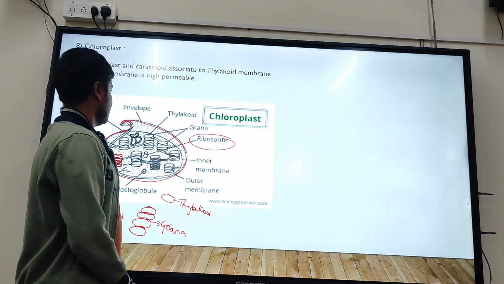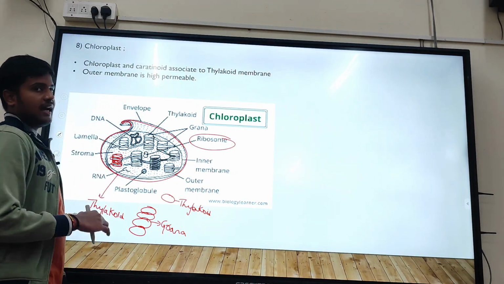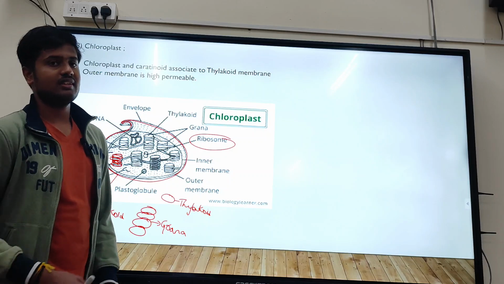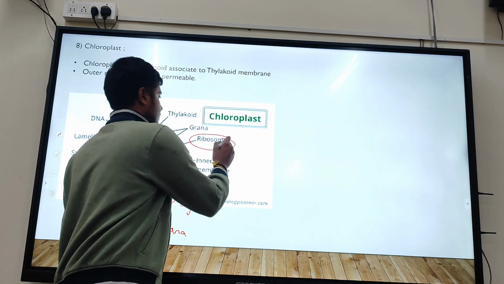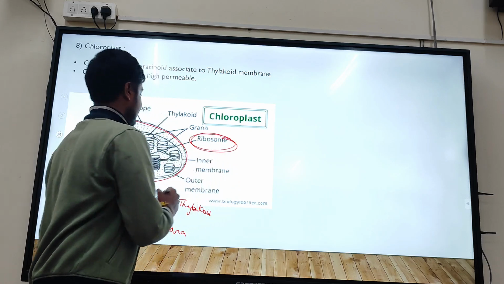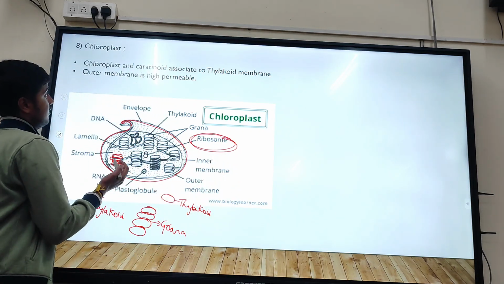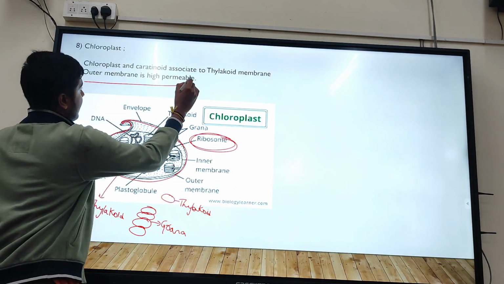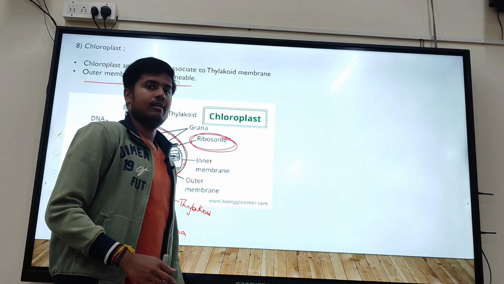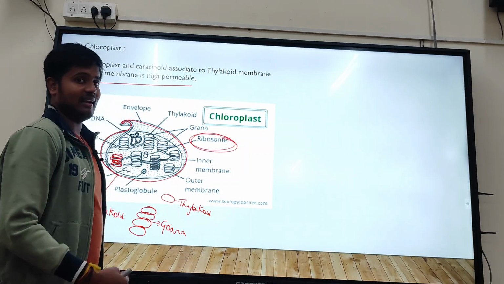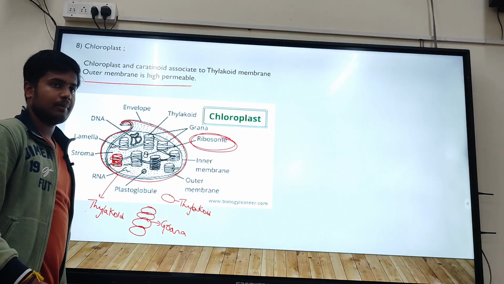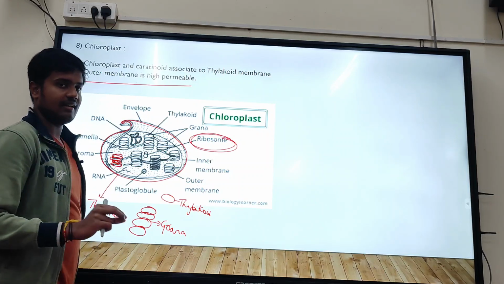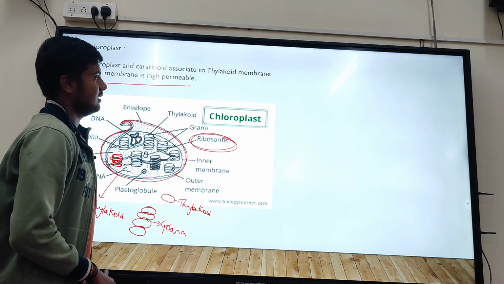Here chloroplast has its own DNA, therefore it is called a semi-autonomous body, and it has its own ribosomes. The outer layer is highly permeable to organelles, liquids and nutrients. The outer membrane is highly permeable and the inner layer is less permeable in the plant cell.